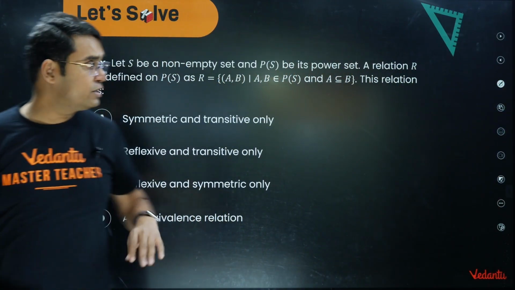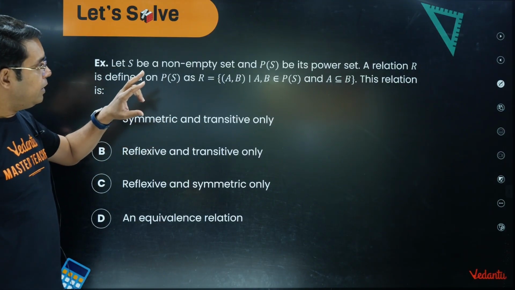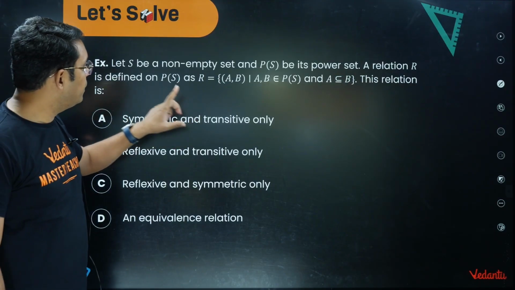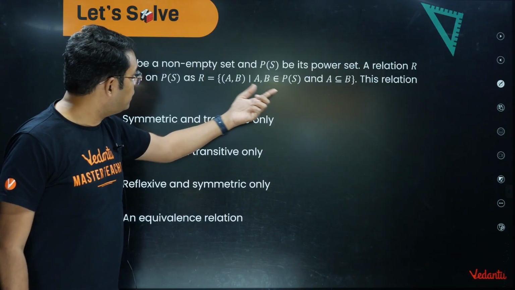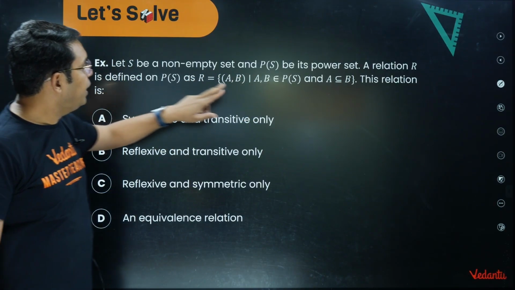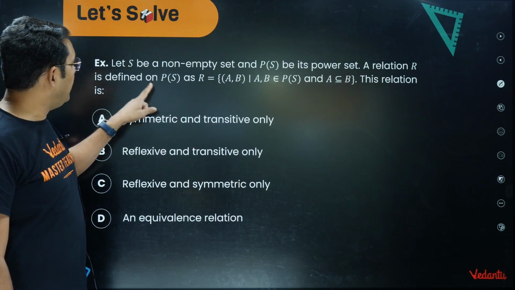Coming to this question which says S is a non-empty set and P(S) is its power set. A relation R is defined on P(S) as R equals (A, B), where A, B both belong to the power set of S, and P(S) is the power set of S, and A is a subset of B. So R is defined on the power set P(S).